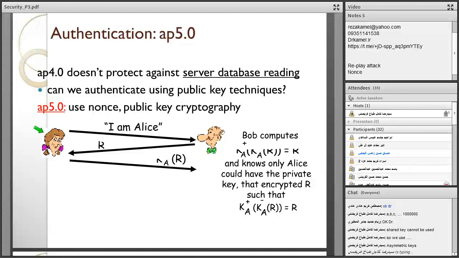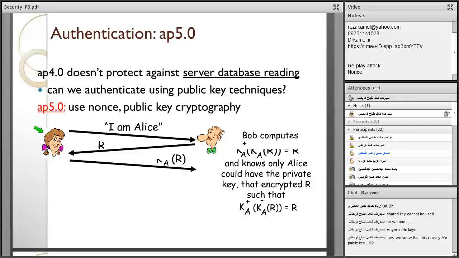But the problem is how we know that this is really Alice's public key. We will discuss it after this one.